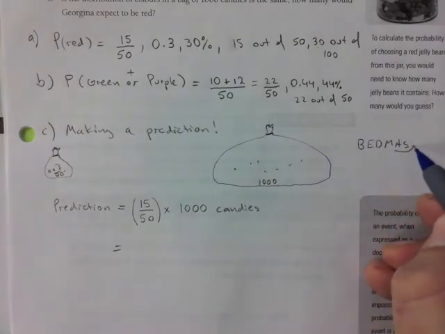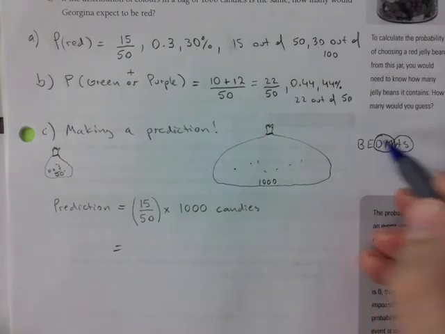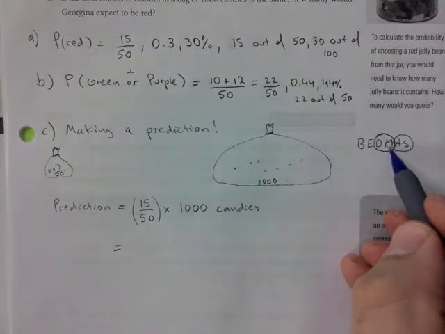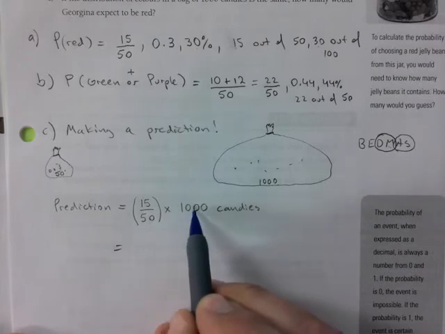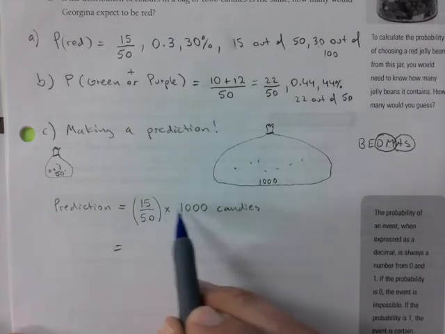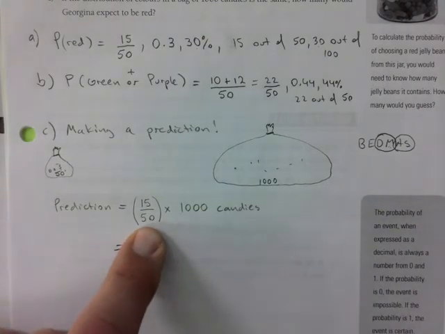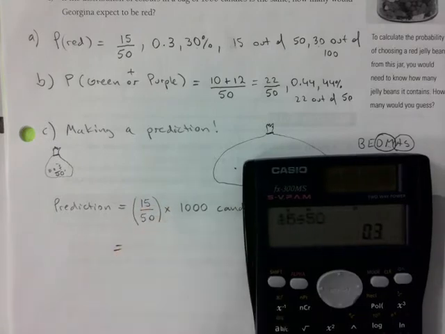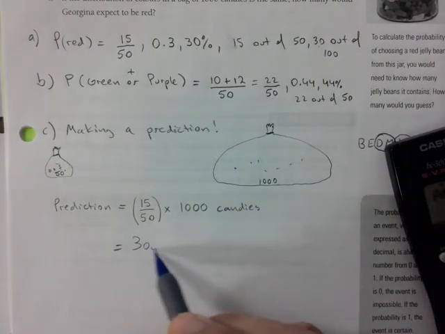Did you know that when addition and subtraction are happening, it doesn't matter which one you do first. If you do division and multiplication, it doesn't matter which one you do first. If those are the only two present, it doesn't matter. So you can go 15 divided by 50 and then times 1,000, or you can go 15 times 1,000, then divide by 50. It's up to you. Because there are brackets, I'm going to do the division first, and then I'm going to multiply that by 1,000. And there you have it, 300 candies.